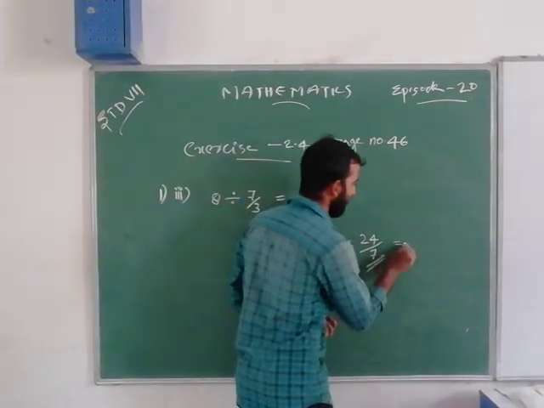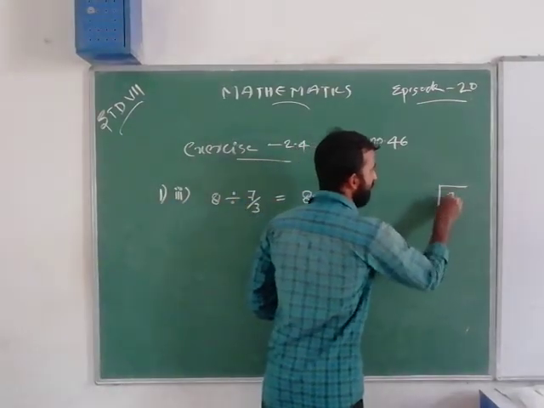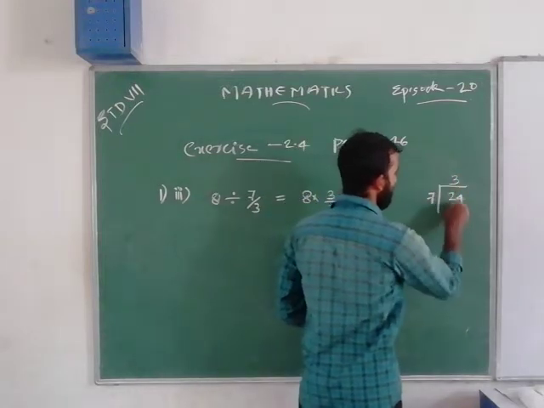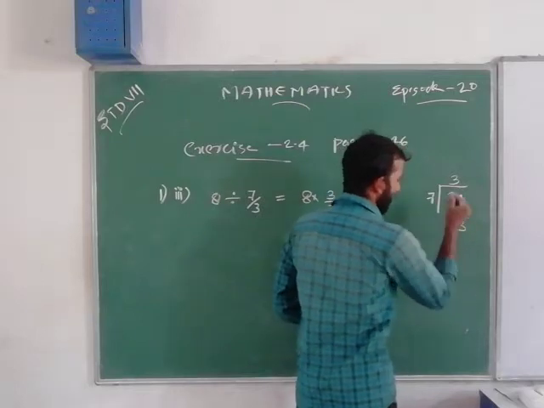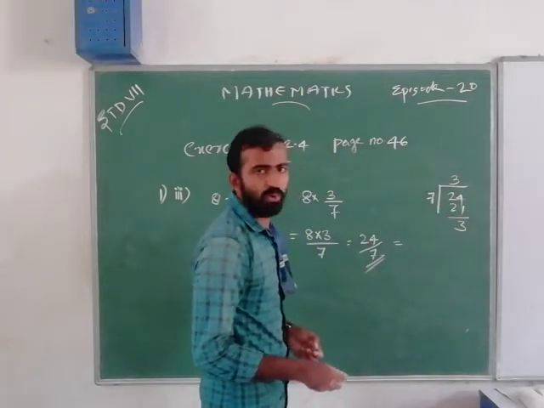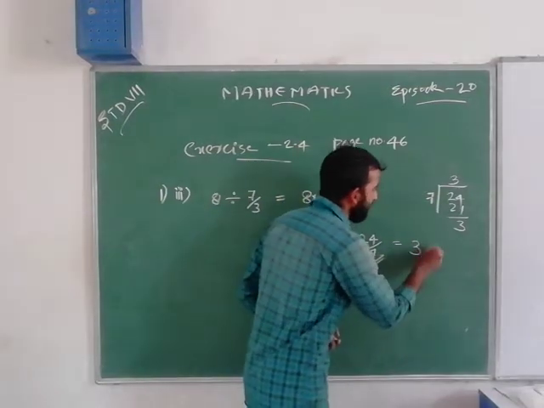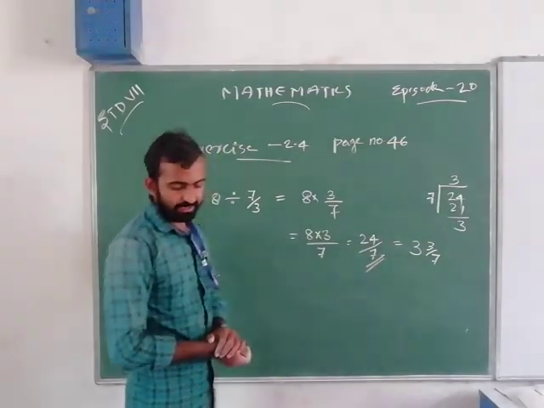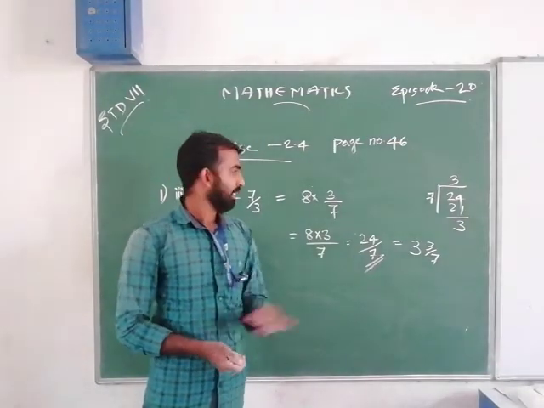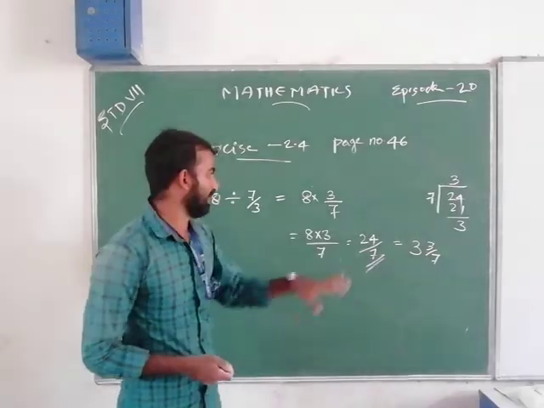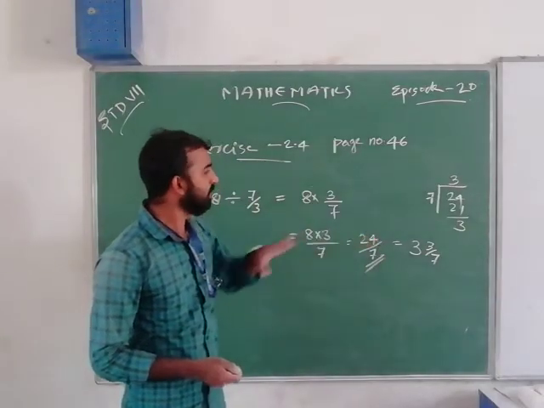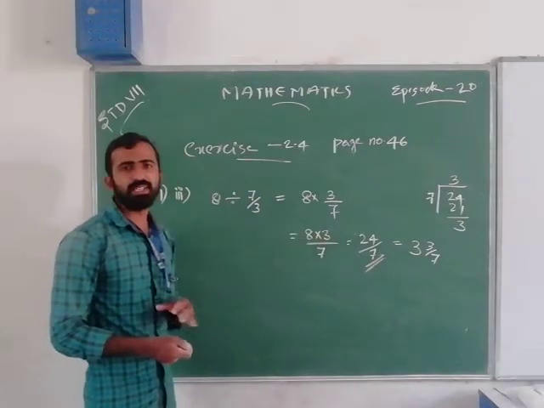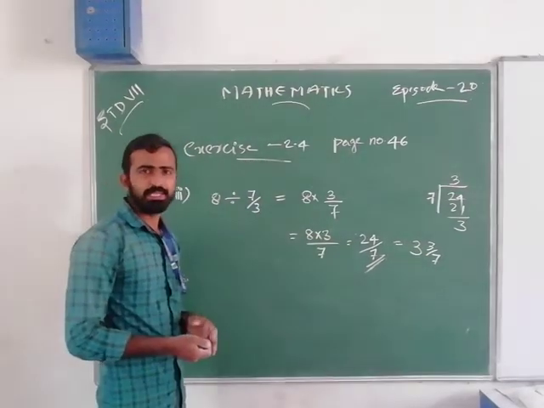24 divided by 7, that is 3 times 21, remainder is 3. So 3 and 3 by 7. The answer is 3 and 3 by 7. Easy. Is it right? Yes. So this is the answer: 8 divided by 7 by 3 is 3 and 3 by 7.